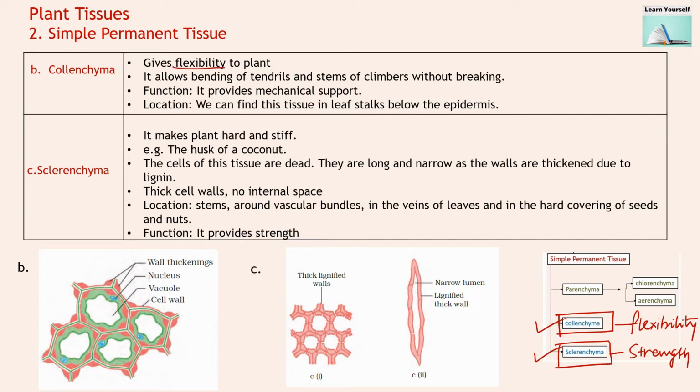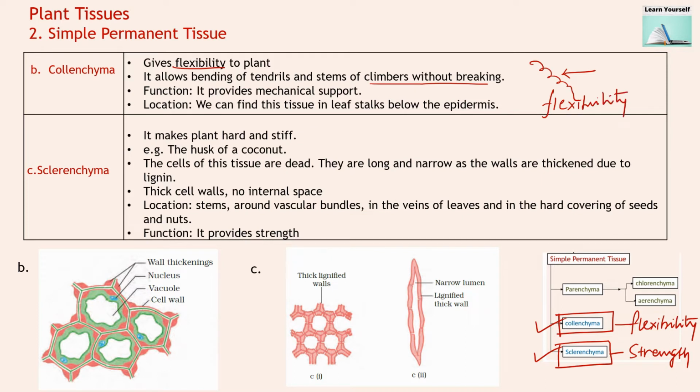Collenchyma gives flexibility to the plant. It allows the bending of the tendrils and stems of climbers without breaking. As you have seen, these are the tendrils, they will bend and they will not break. So this collenchyma tissue also gives flexibility to the plant. So it will not break from in between.